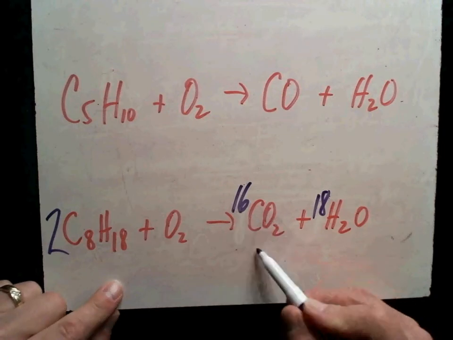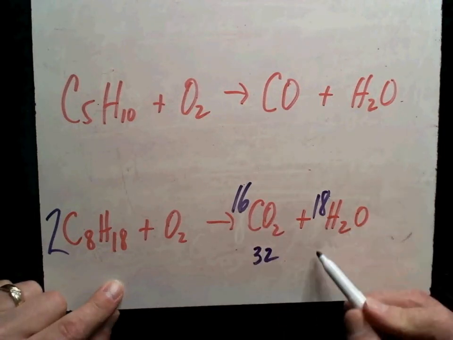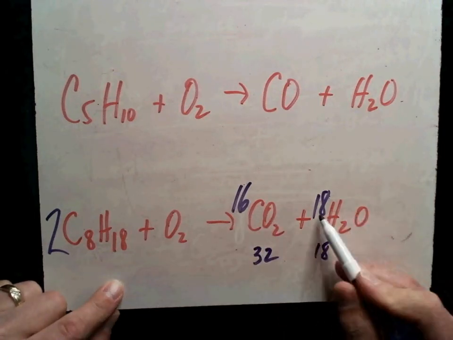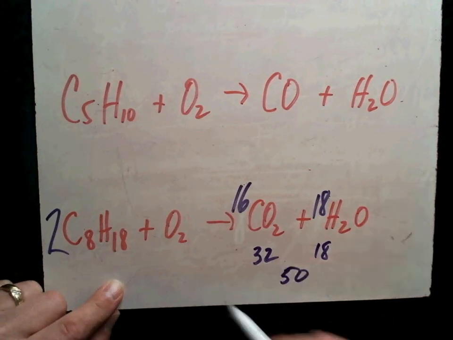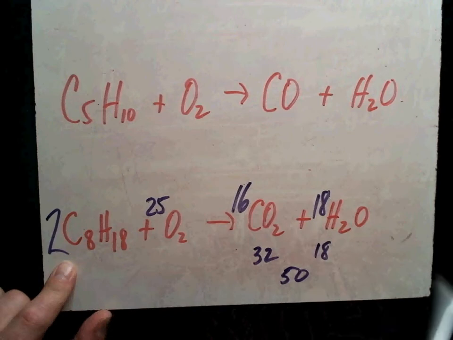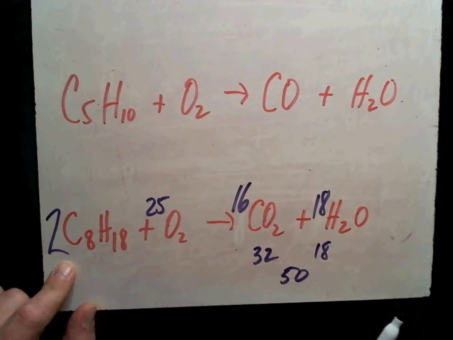Numbers are getting really big. 16 times 2 is 32 oxygens, and 18 oxygens is 50. That means that's a 25. Do those numbers reduce? No.